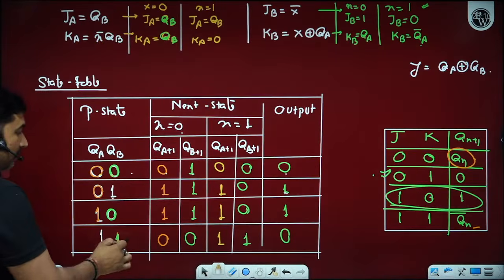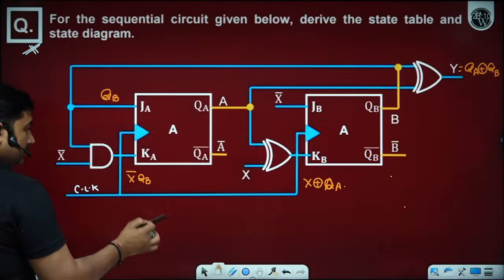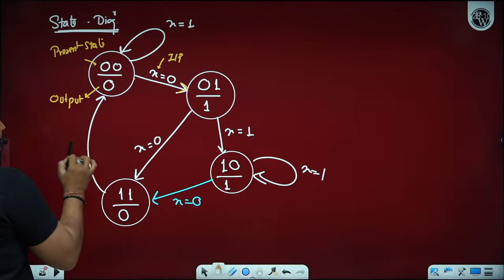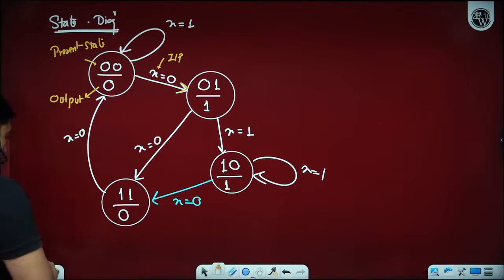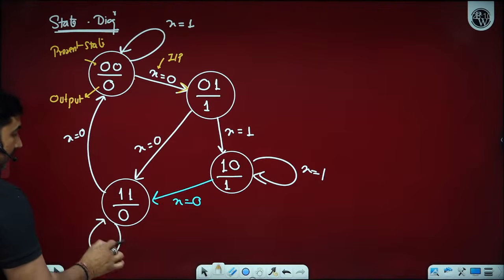Present state 1 1, x equal to 0, next state 0 0. So next state will become 0 0. For x equal to 1, the next state will remain in D only.